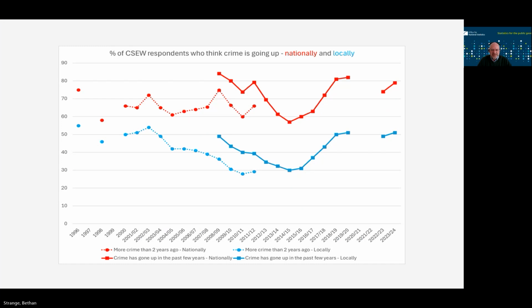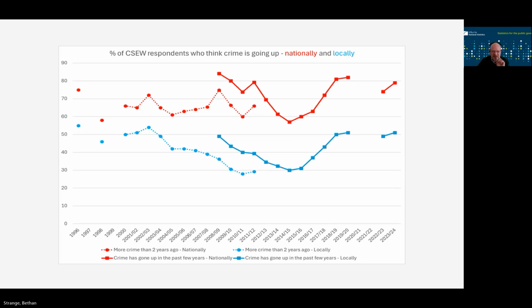Now, the reason I've put this first slide up is because it's actually the questions that we include in the survey. Two of them are the ones that I asked you up front. So what do people think in terms of whether crime is going up both nationally and locally? And we can track this back. There was a slight change to the question about 15 years ago, hence the dotted line and then the thicker line. But the red is always at the national level, the blue is at the local level.